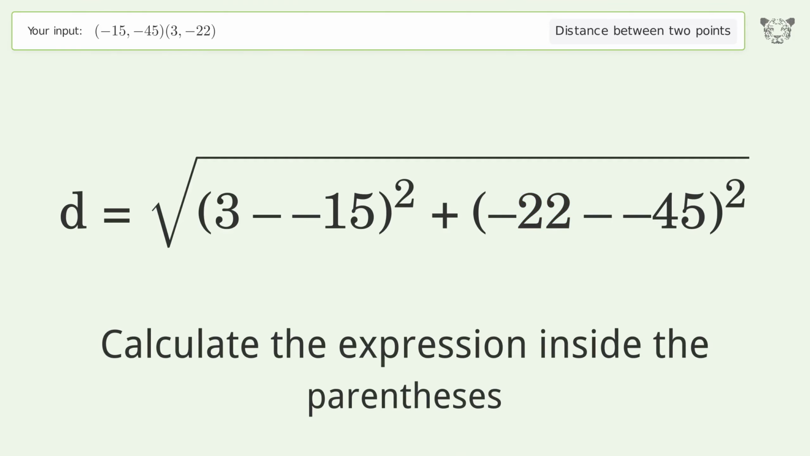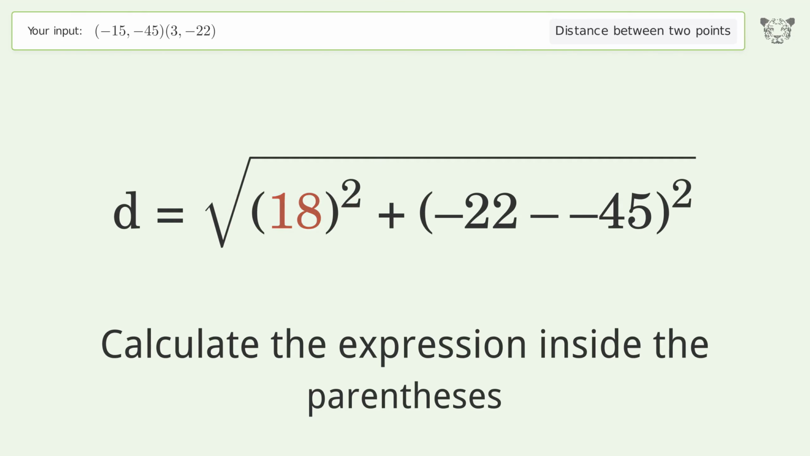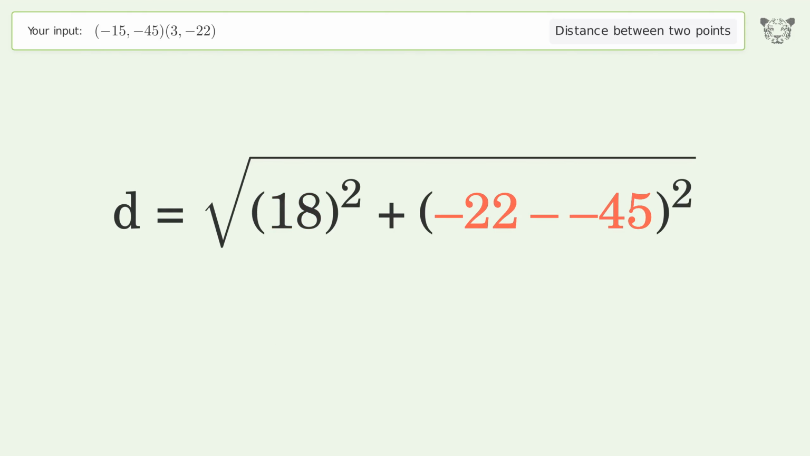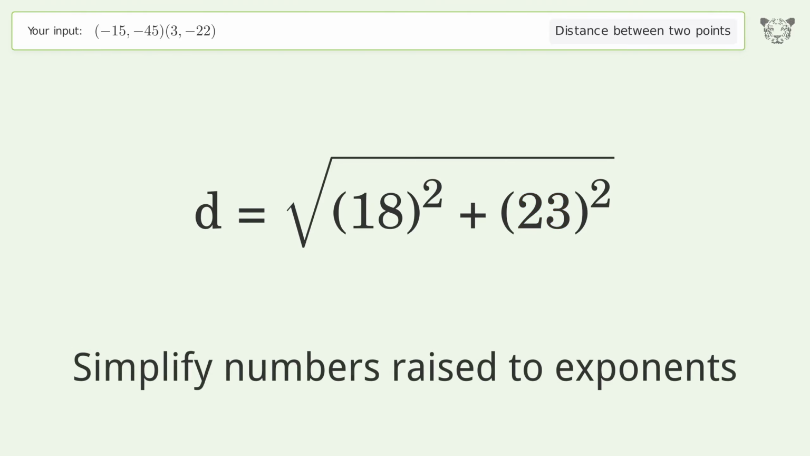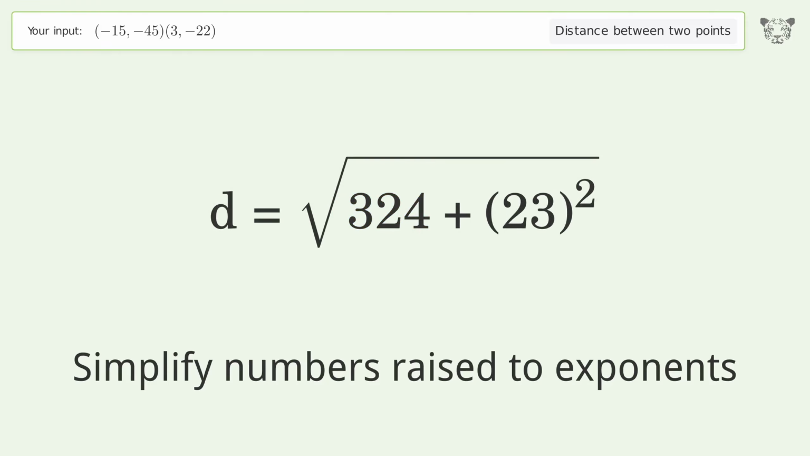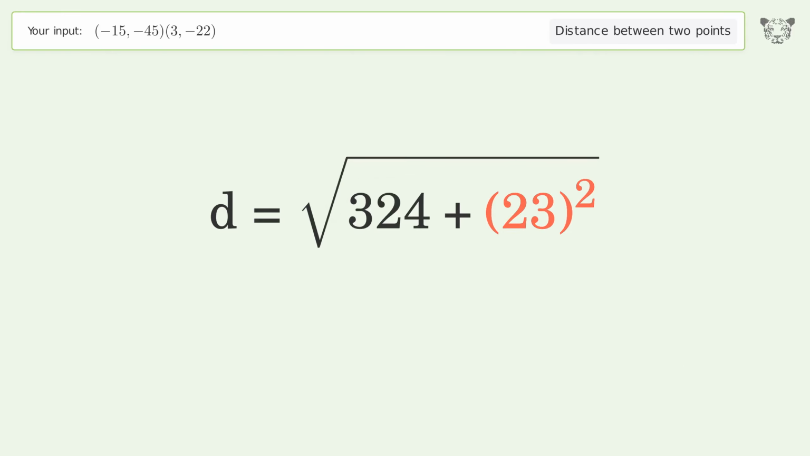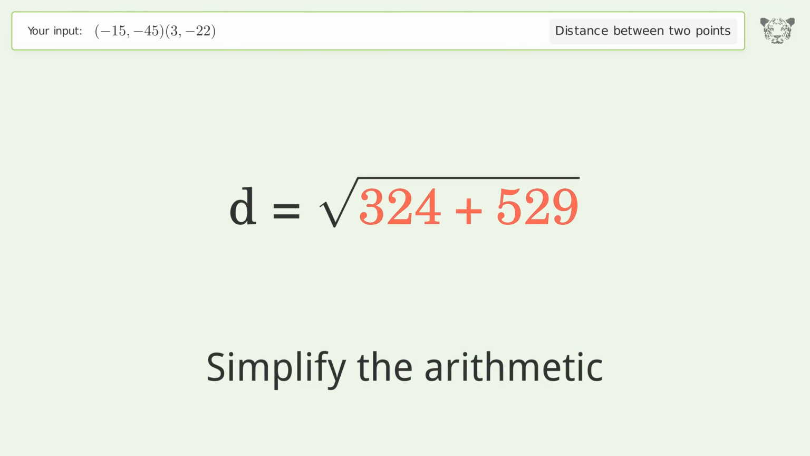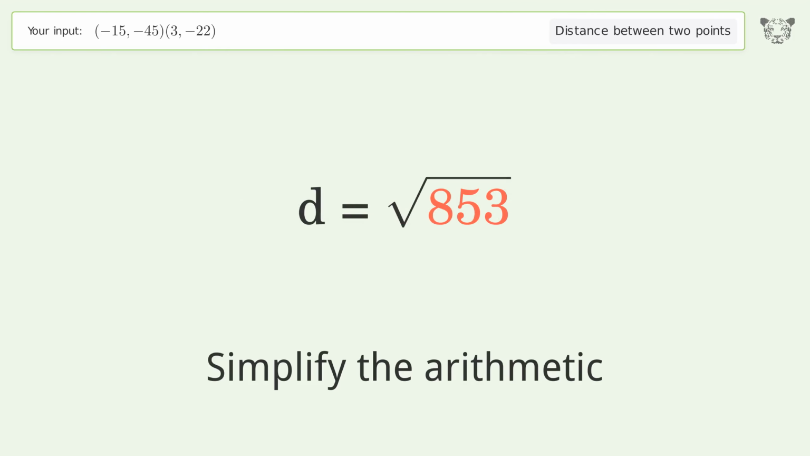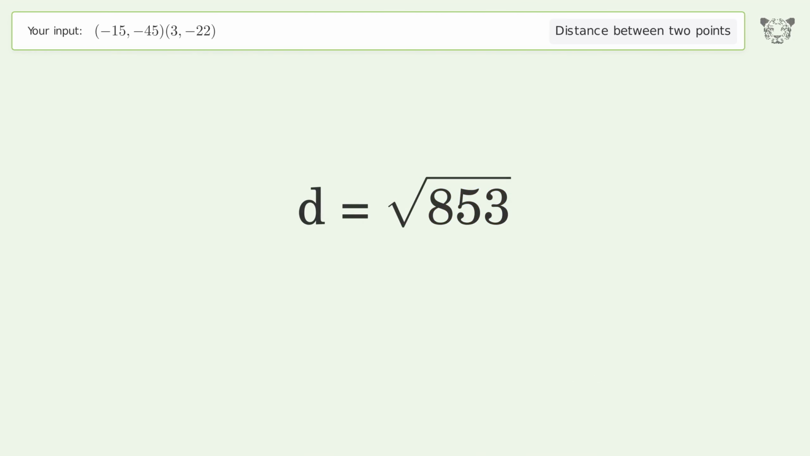Calculate the expression inside the parentheses. Simplify numbers raised to exponents. Simplify the arithmetic. And so the distance between the 2 points is the square root of 853, or 29.206.